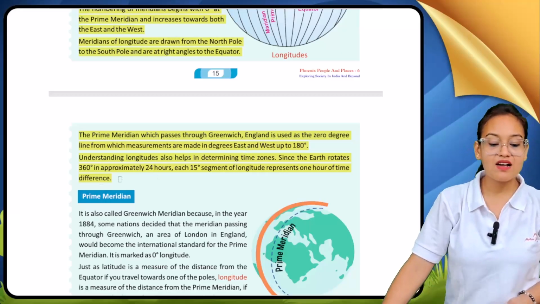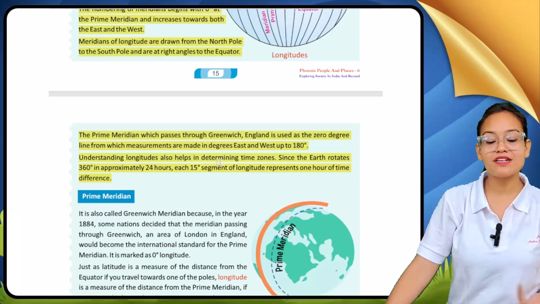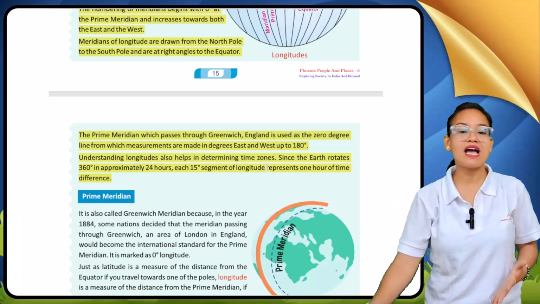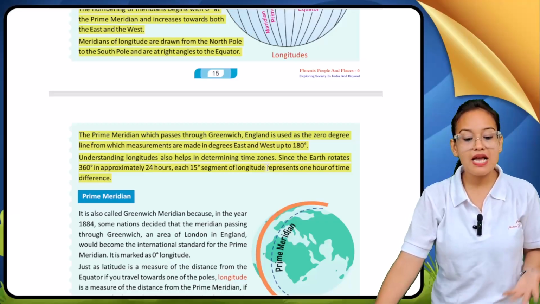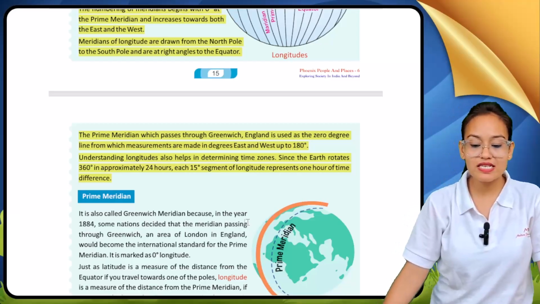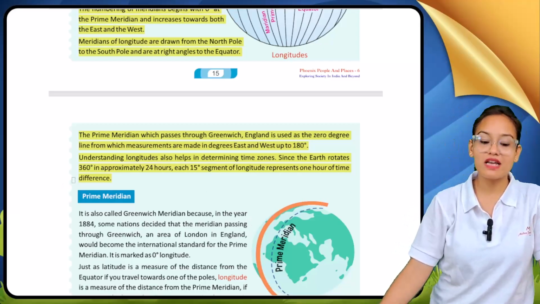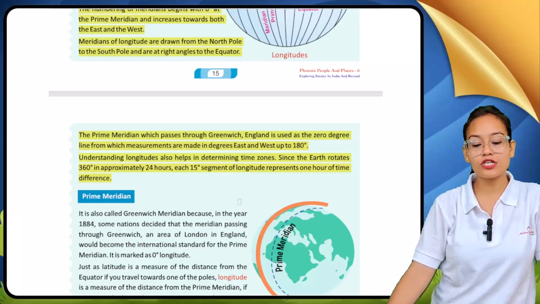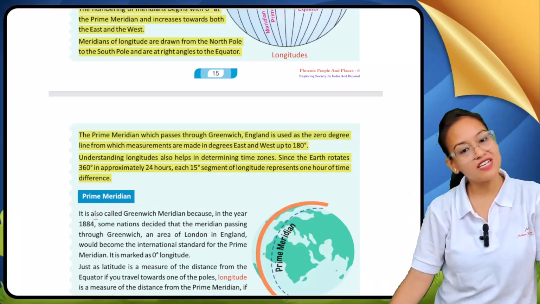Understanding longitudes also helps in determining time zones. Latitude helps us to know about the climatic zones, and longitude helps us in knowing time zones. Since the earth rotates 360 degrees in approximately 24 hours, each 15 degree segment of longitude represents 1 hour of time distance.